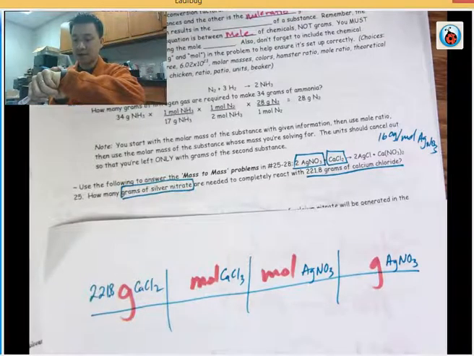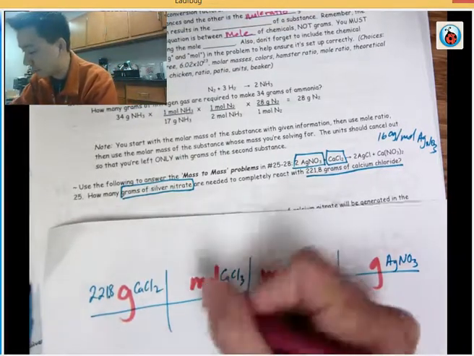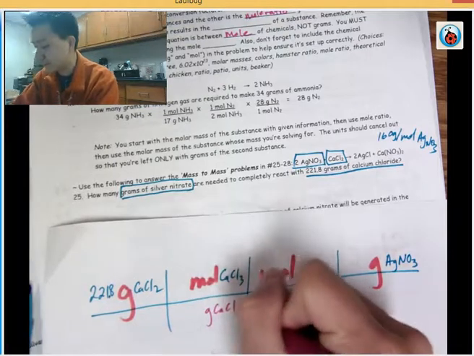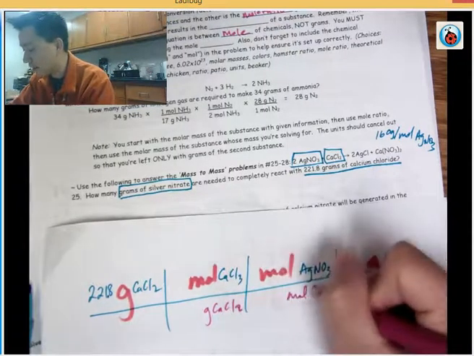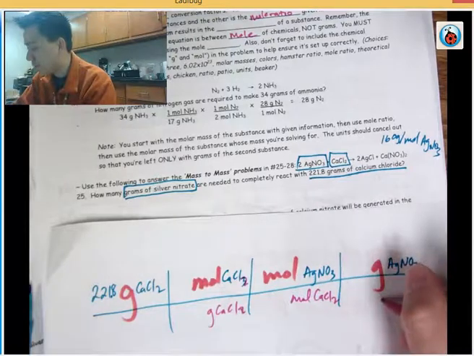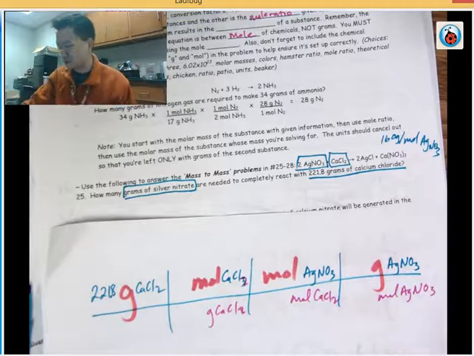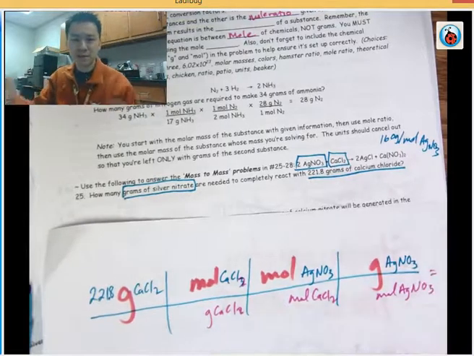Then you have all the units that go on top. And if you have all the units that go on top, it's easy to find all the units that go on the bottom. Copy it down. Grams of CaCl2 down here. Mole of that's CaCl2 right here. And then mole of AgNO3 down here. Look at that. All the units are in place. And now you're getting the numbers.